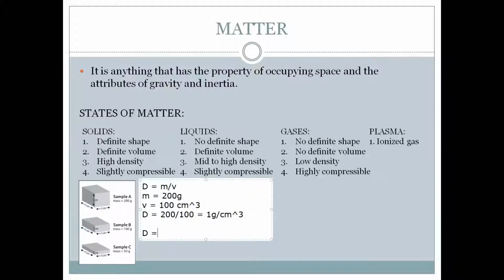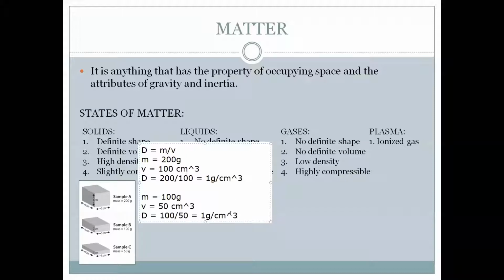Okay, so ganun pa rin yung formula and yung mass lang yung nagbago and yung volume. So ang mass natin dito is 100 grams and yung volume natin is 5 times 5 is 25 times 2 is 50. 50 cubic centimeters. So that is going to be 100 over 50, which is equals to also 1 gram per cubic centimeters. Cubic centimeters, like that. And let's go to sample C.